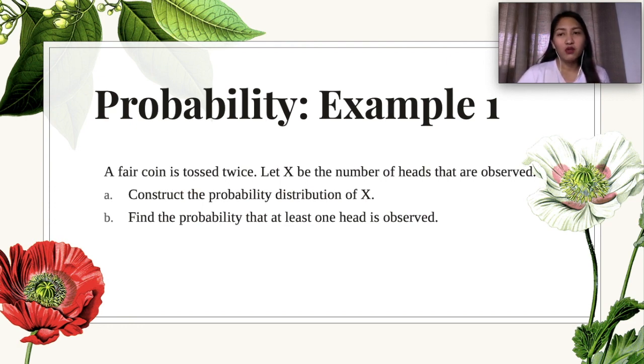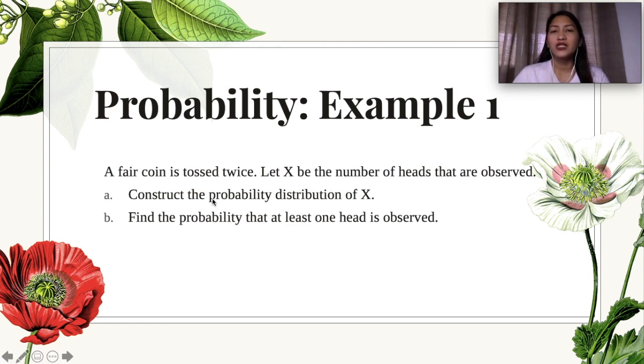So, you have a coin that is tossed 2 times. The value of X is the number of heads that are observed. So, how many times can heads come out when you toss a coin? That is what we are looking for. We want to do two things: construct the probability distribution of X, and then find the probability that at least one head is observed.